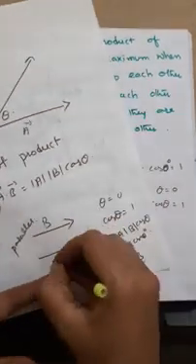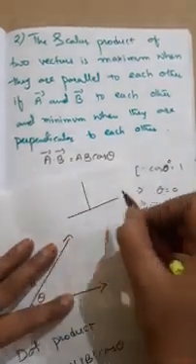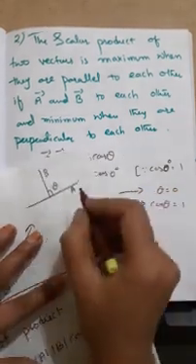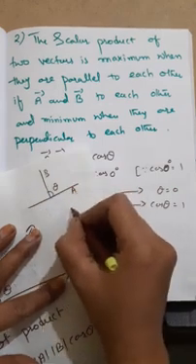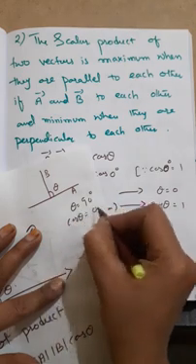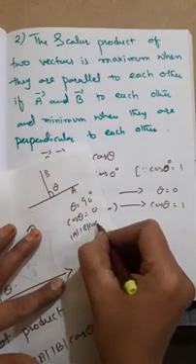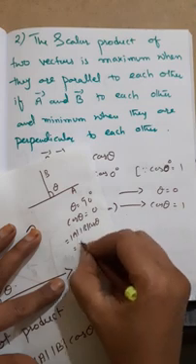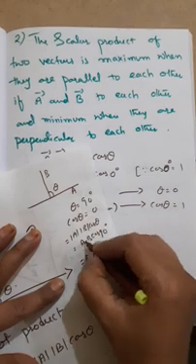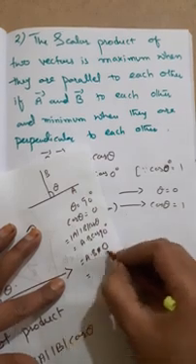Now if these two vectors are perpendicular to each other, let us suppose this is vector A and this is vector B and this is the angle theta. When they are perpendicular, the angle theta will be 90 degrees, and cos of the angle theta will be equal to 0. So A dot B can be written as |A||B| cos 90 degrees, which is |A||B| times 0, and this equals 0.